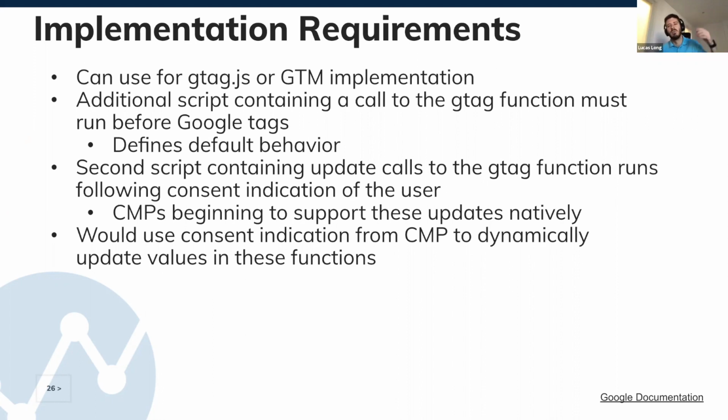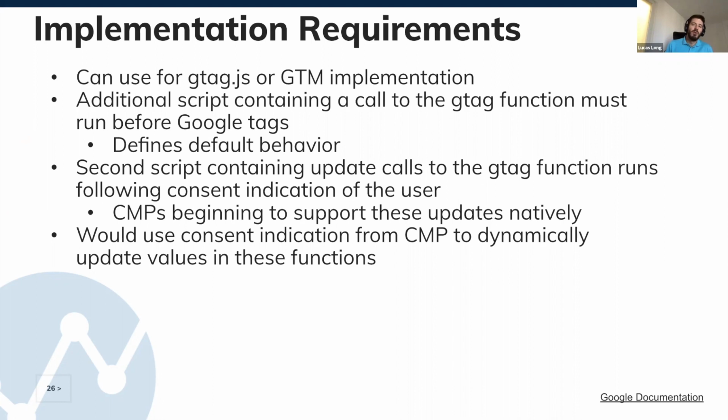Usually, in order to carry that forward, you have to read from the cookie that's set by your consent management platform to provide that indication. It also then requires a second script containing update calls to that gtag function to run following any consent indications of users. Within a lot of the consent management platform tags, they have callback functions that can be leveraged for this. This is basically just enabling those different storage options as users consent to them. But a lot of the CMPs are beginning to support these updates natively, and so they're automatically making these calls to the gtag function when users are interacting with their platform and granting consent. So this is being worked on and built in already and makes it a lot easier.